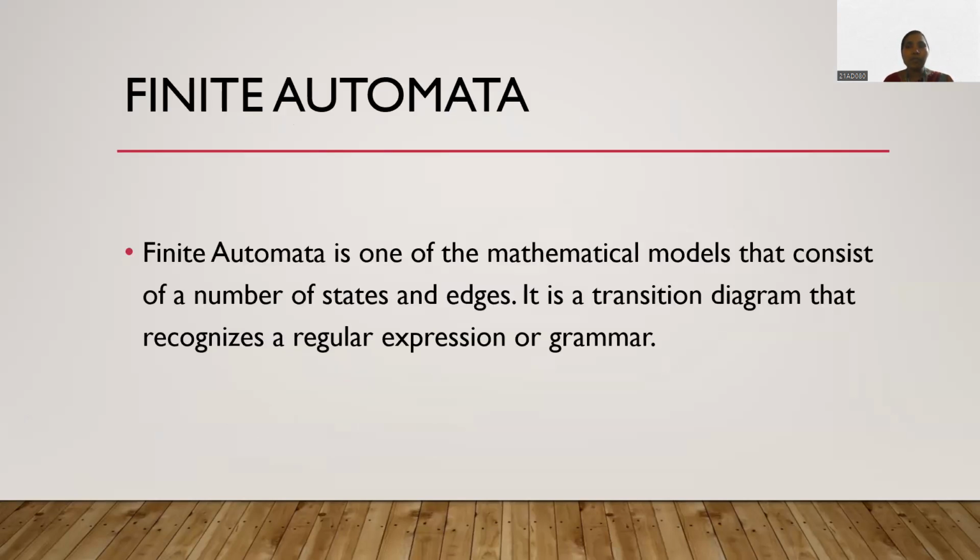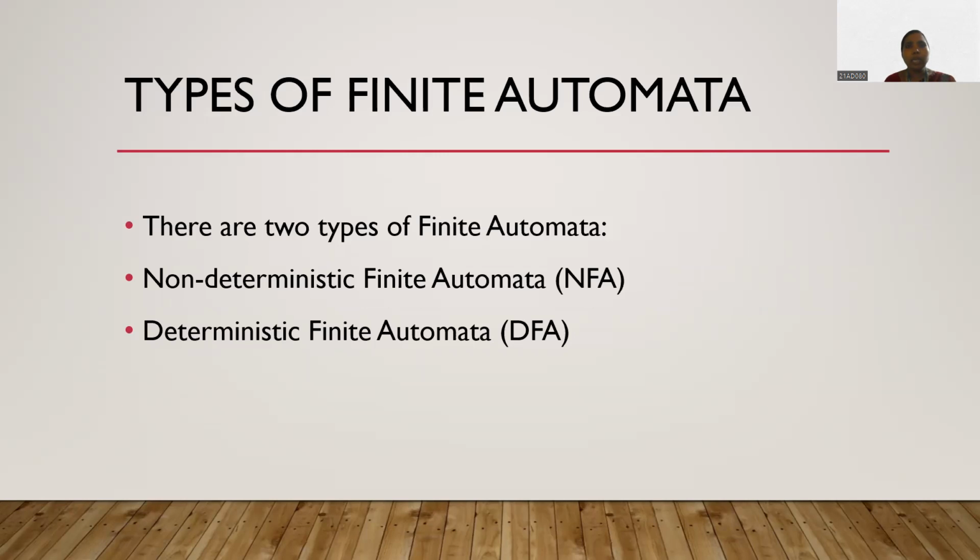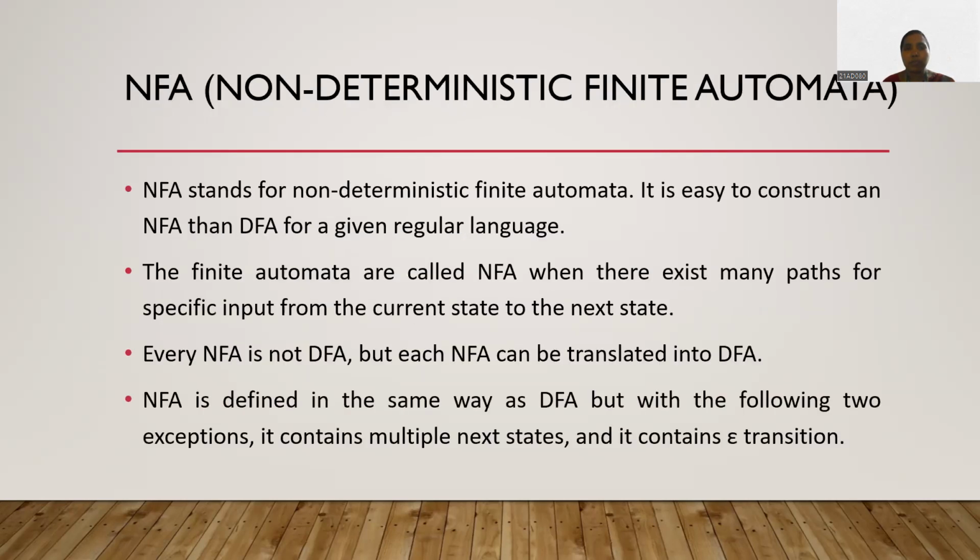Now, what is FA? Finite automata is one of the mathematical models that consists of a number of states and edges. It is a transition diagram that recognizes a regular expression or a grammar. There are two types of finite automata, non-deterministic finite automata and deterministic finite automata. As you know by the name, deterministic means it will have a determined number of states, and for every input there will be one transition. Whereas in the case of NFA, for any input, there will be zero or more transitions.